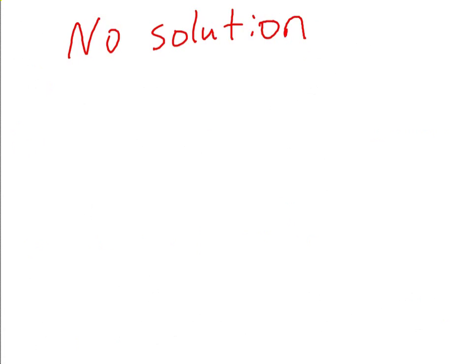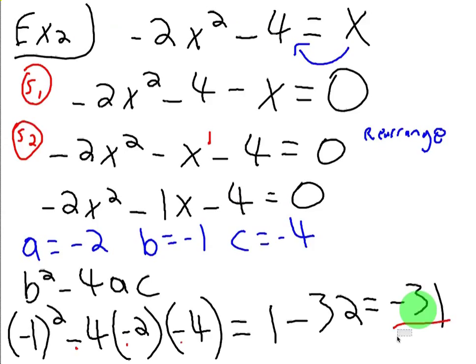No solution. And so you can see with this example that once you've solved for the discriminant, you don't have to write out the entire quadratic formula. You can just literally put that this has no solution and you're done with the problem.